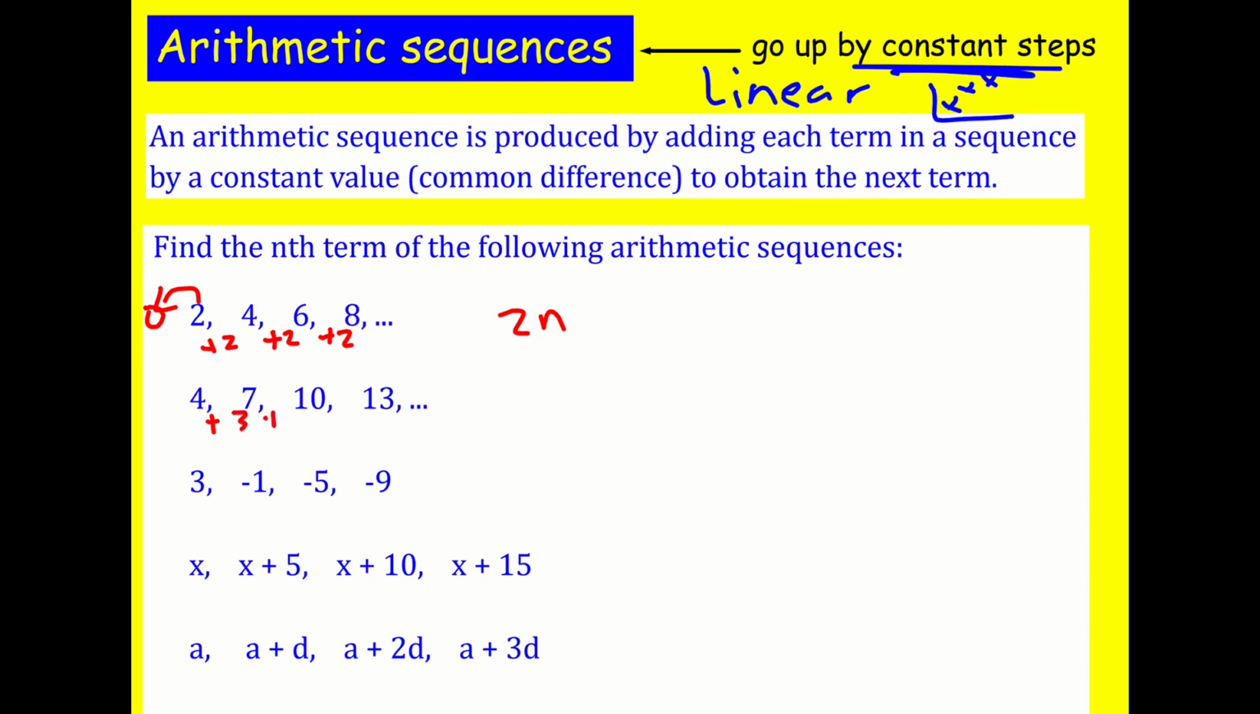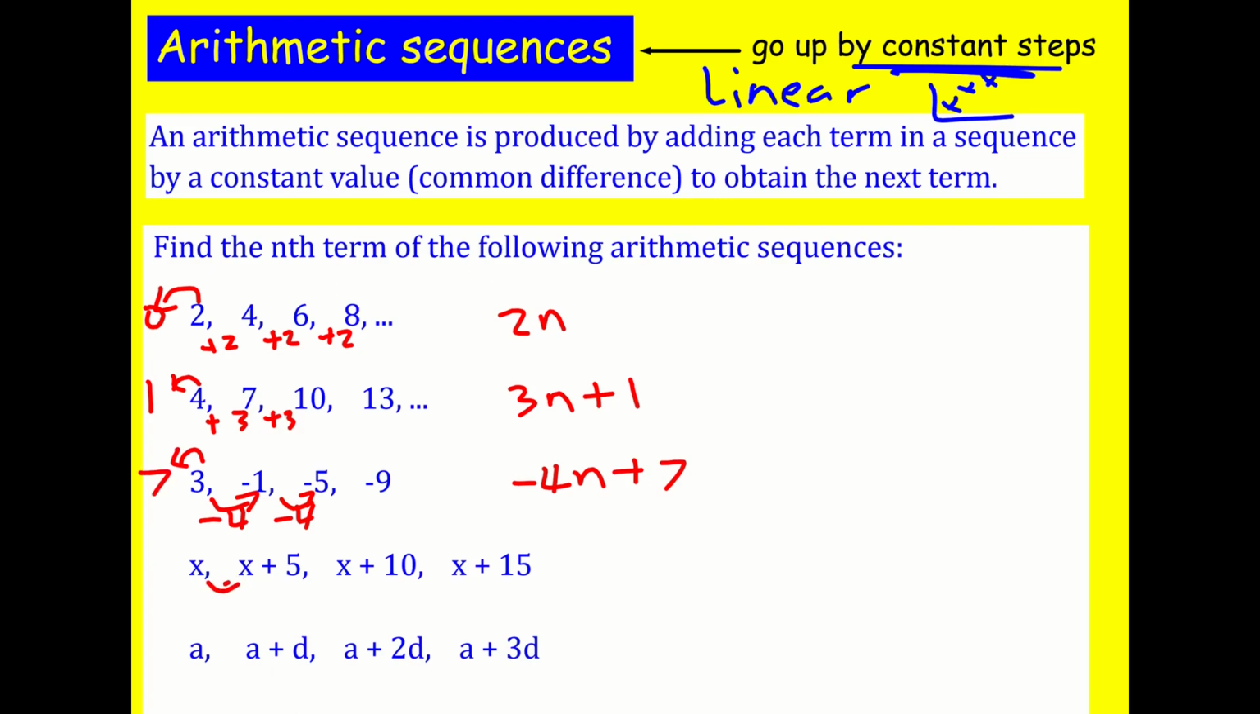Here we're adding 3 every time, so it's going to be 3n, but I'm going to need to add 1 to get my 4, or if I go backwards, or minus 3 to get 1. This one going into the negative, so it's going to be minus 4. So it's going to be like the minus 4 times table. But I don't want minus 4 as my first term, I want 3, so I'm going to have to add 7. Or add 4 on this way to get 7.